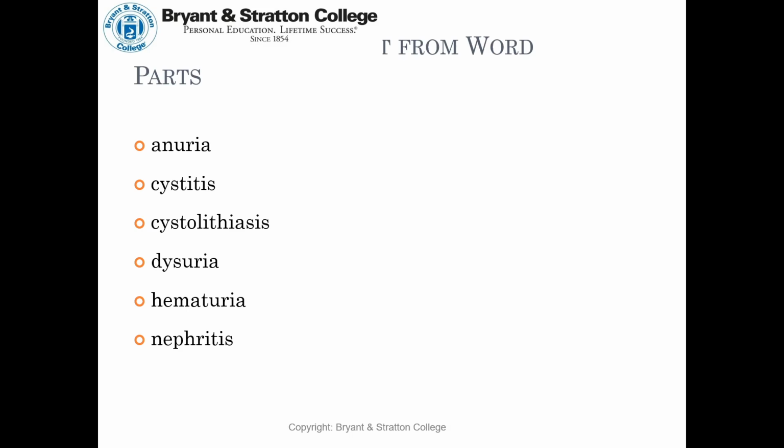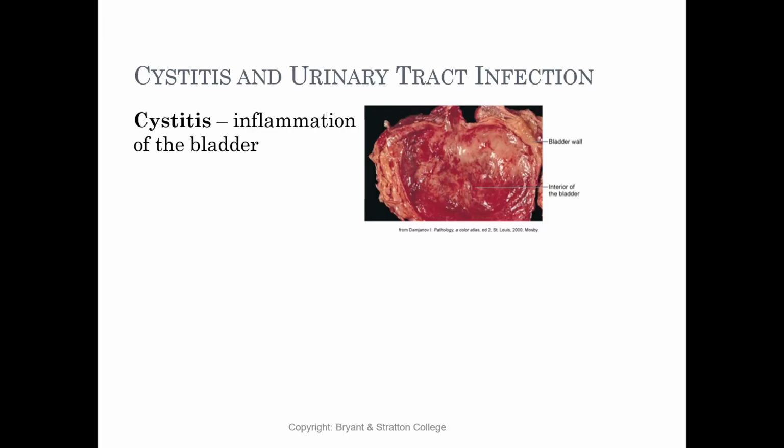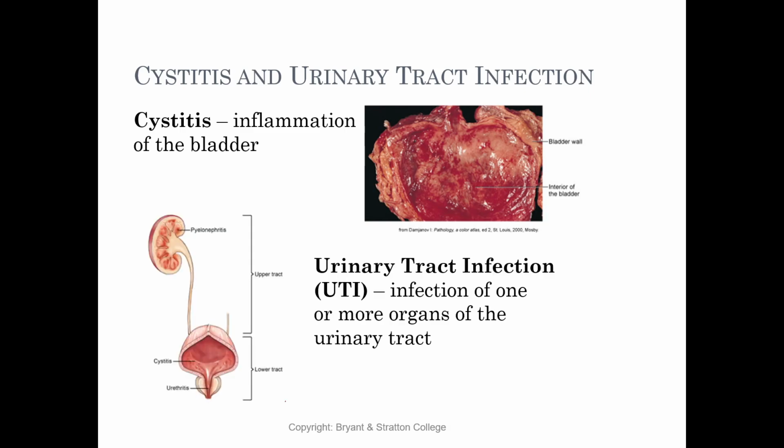Cystolithiasis, this is just a bladder stone. So what you see here is what cystitis actually looks like. Bladder, how it's red, relatively inflamed looking. And again, your urinary tract infection, cystitis is one of the UTIs that can happen.